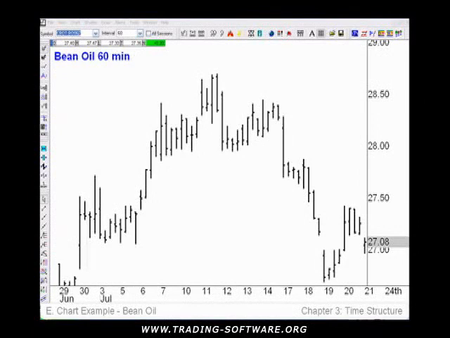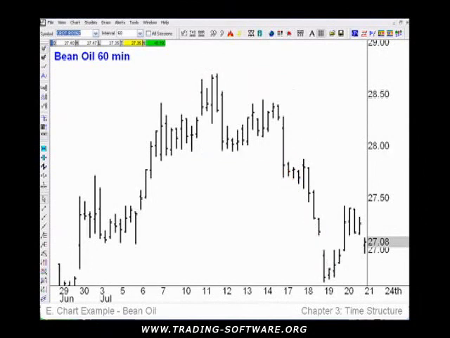Let's look at the bean oil 60-minute chart and apply everything we've learned so far. For those of you who understand price patterns, this one looks like a head and shoulders. Here's the head, there's the left shoulder, and the right shoulder. The key behind a head and shoulders formation is the breaking of the neckline right here. So we can expect price action to fall after breaking through that neckline.